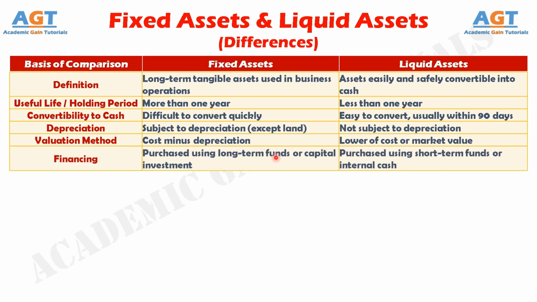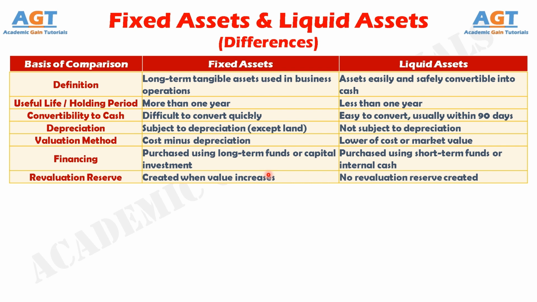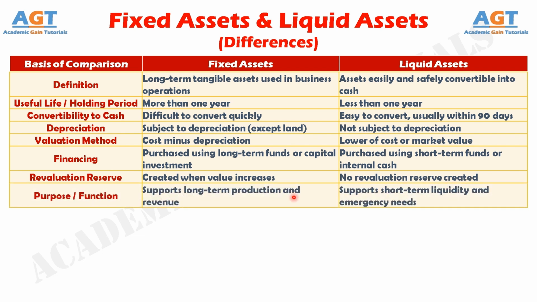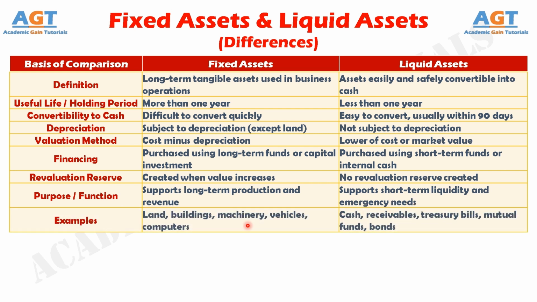Number 6. Fixed assets typically require long-term financing or capital investment, whereas liquid assets are usually financed using short-term funds. Number 7. A revaluation reserve is created when a fixed asset appreciates, whereas no revaluation reserve is created for liquid assets. Number 8. Fixed assets support long-term production and revenue generation, whereas liquid assets support short-term liquidity and emergency financial needs. Number 9. Fixed assets include land, buildings, and machinery, whereas liquid assets include cash, receivables, and marketable securities.